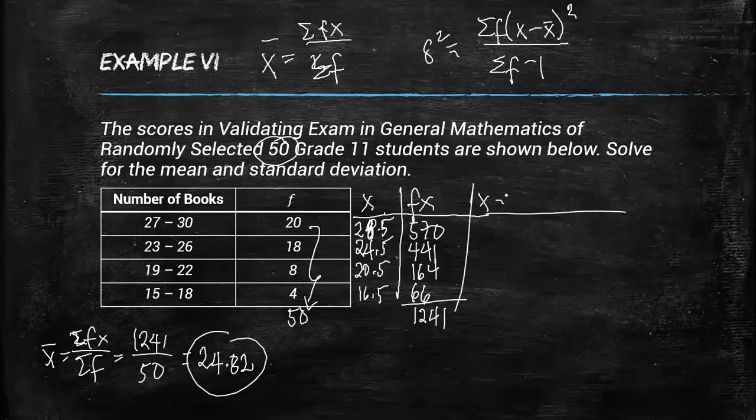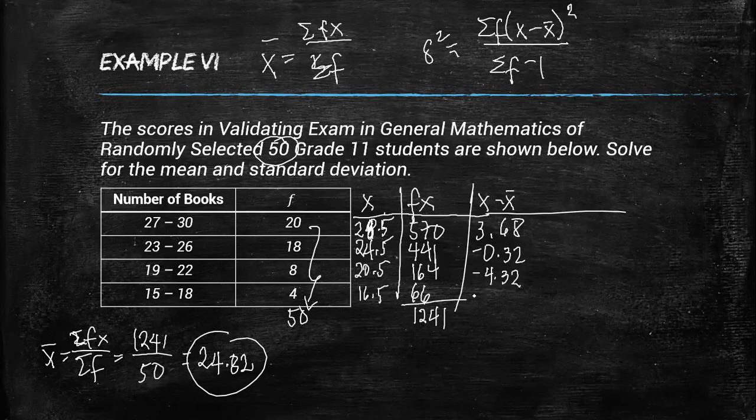Next procedure natin. Subtract natin yung x with our x bar. So, dire-diretso na ito, class, ha? We have 3.68, 0.32, and then negative 4.32 and negative 8.32. Tama? Tama po. Okay, squared ko isa-isa.